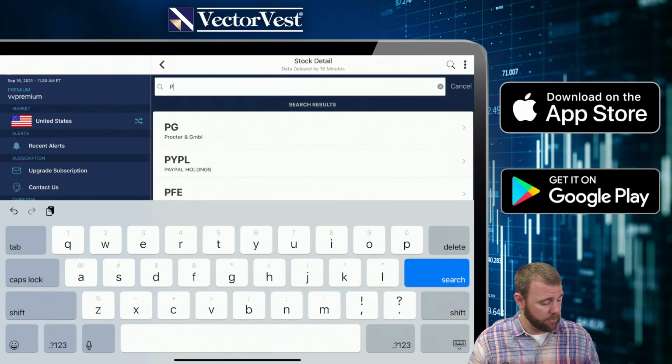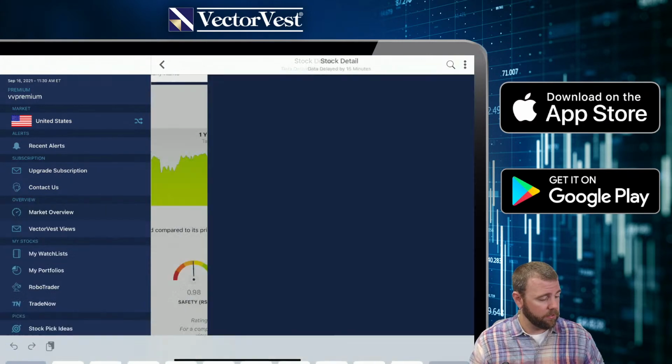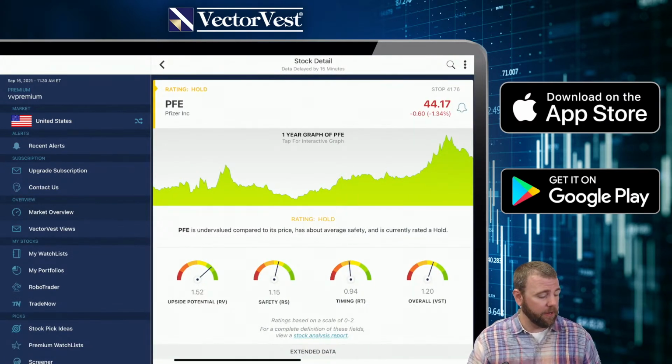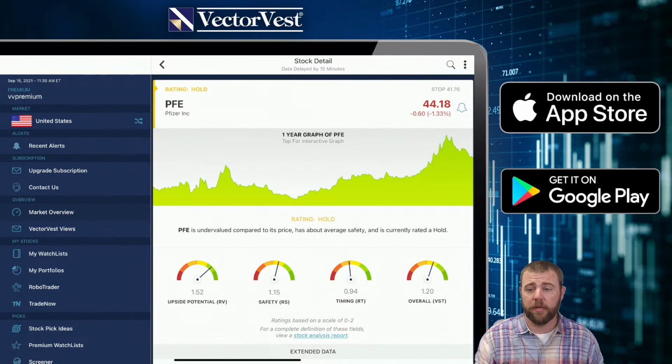PFE. So PFE, great long-term potential, less risk associated with it. However, the timing is starting to decline. So it's a great stock, just not the right time to be long in it. Overall, good stock. Timing, not so good.